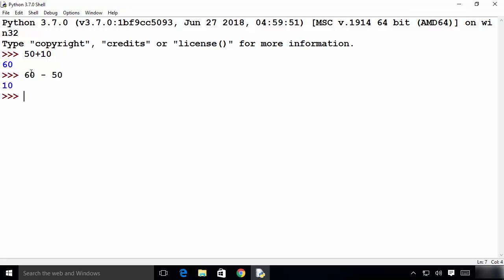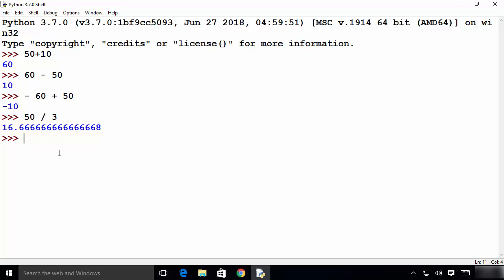Let's do the negative subtraction. So I'm going to just write 50 minus 60 and then press enter, and it's going to return me the negative value. Now let's do the division. So for example, I want to divide 50 by 3. I'm going to press enter, and you can see it gives me a float value or a decimal value.